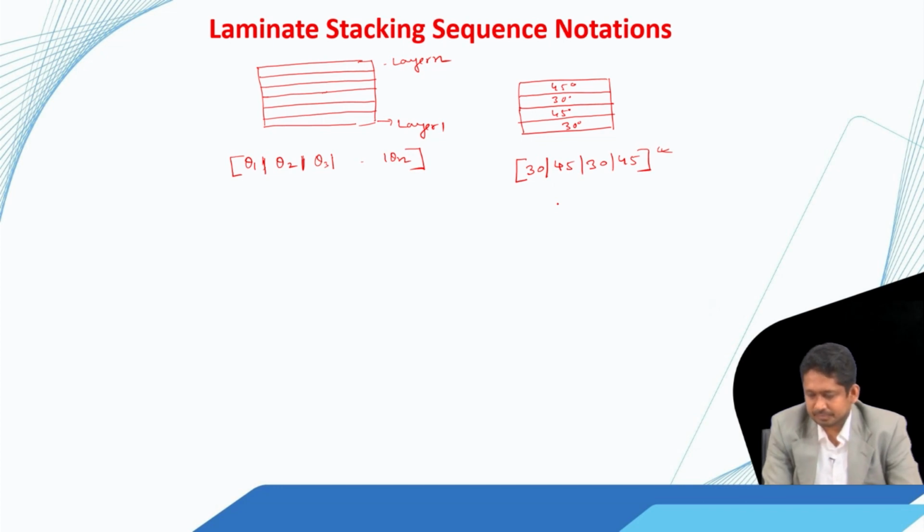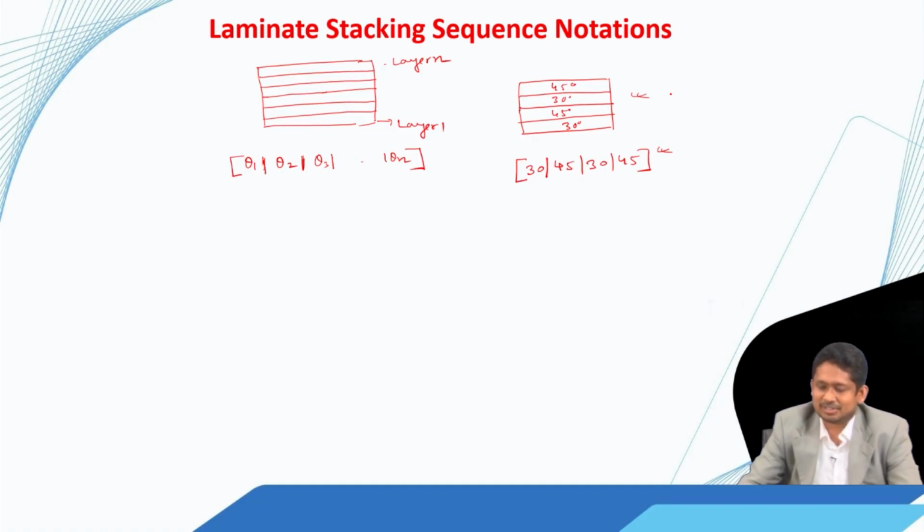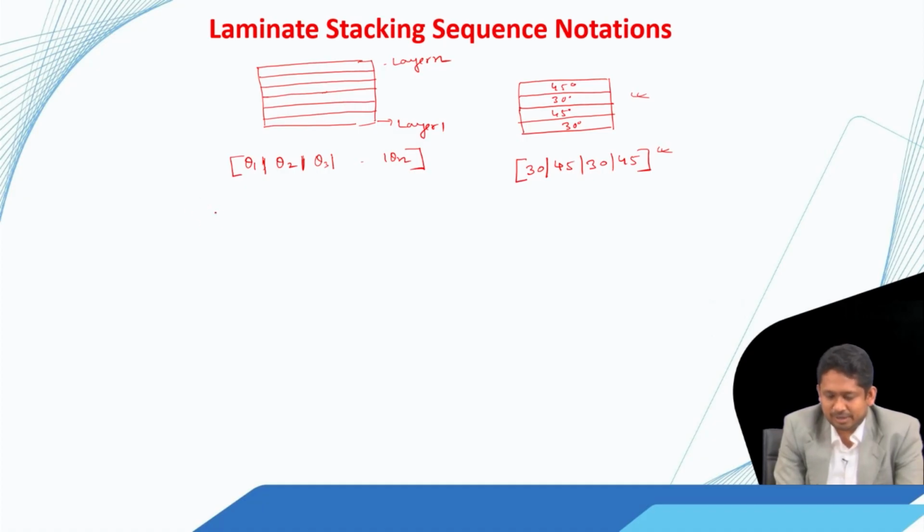Now, in this particular laminate it is neither symmetric nor balanced. So, we can just call it an asymmetric laminate. Now, say we have a symmetric laminate.